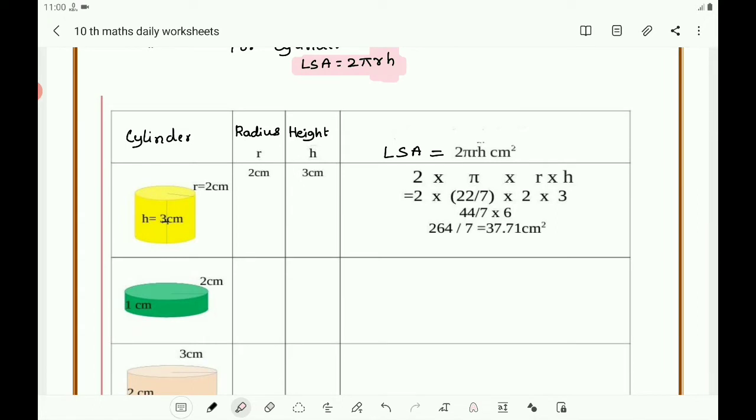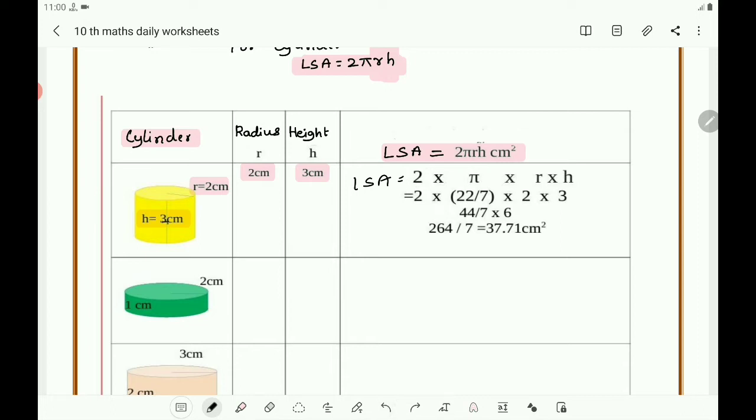height. Now take the first cylinder. Here the radius R is 2 cm and H is 3 cm. In the first column you write the value of the radius and in the second column you write the value of the height. And in the next column you write the formula for the LSA. So LSA is equal to 2 pi RH.